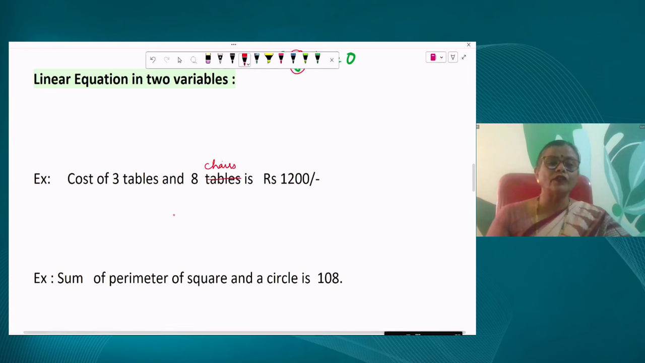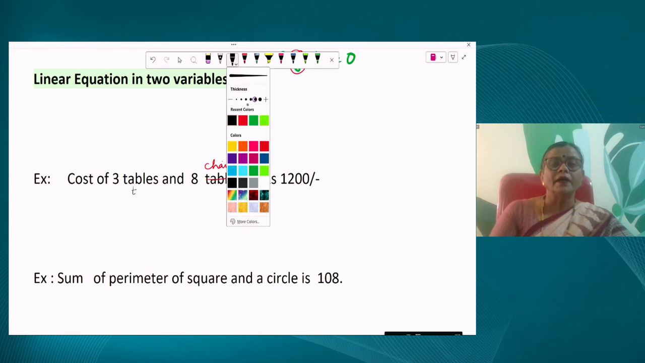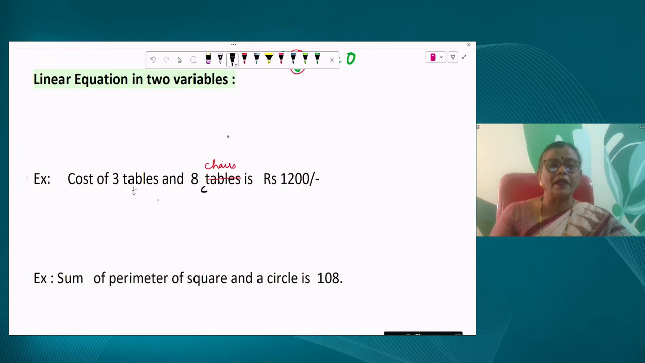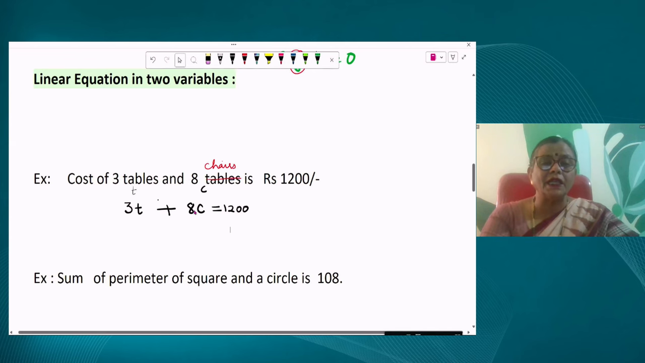Doesn't matter. What we do is frame the expression. What equation will we get? Let me take the cost of the table to be T, and the cost of the chair to be C. So what do I write? Three tables plus eight chairs, the cost of this is 1200. So what have we framed? This is known as an equation.